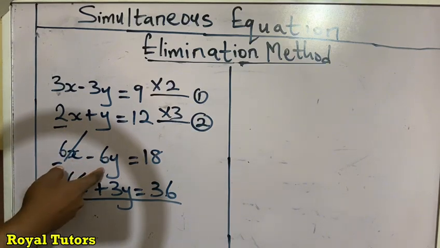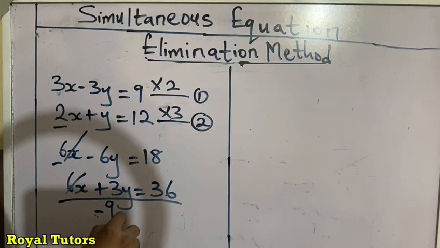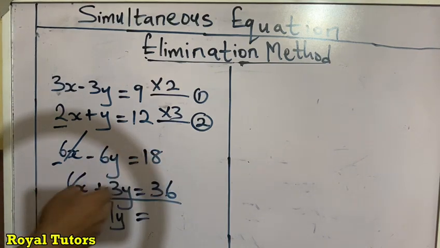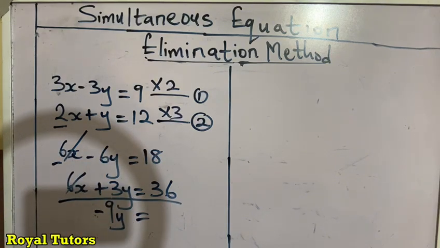Then the next thing is negative 6y minus positive 3y. We know that minus times positive will give you negative. So that will be negative 6y, negative 3y, and that will give you negative 9y, which is equal to, then the next thing you want to do is 18 minus 36. Positive 18, negative 36 will give you negative 18. Good. So at this point, we are about to find the value of our y.